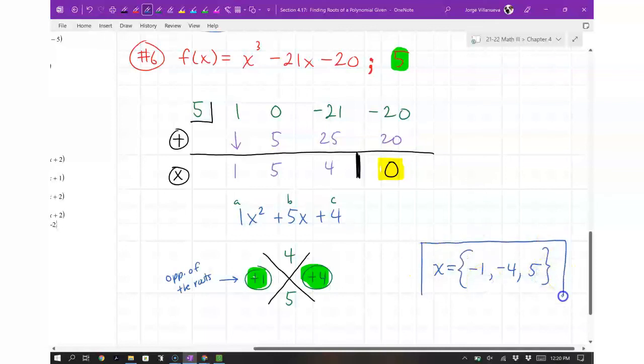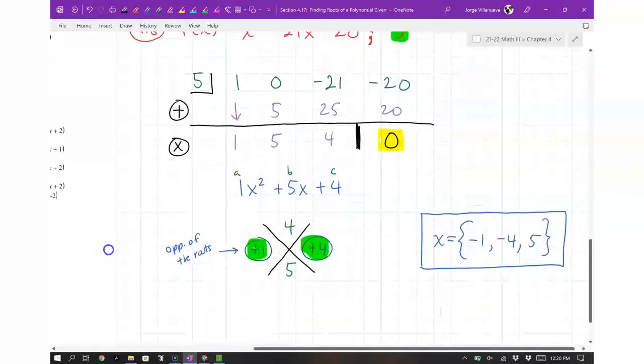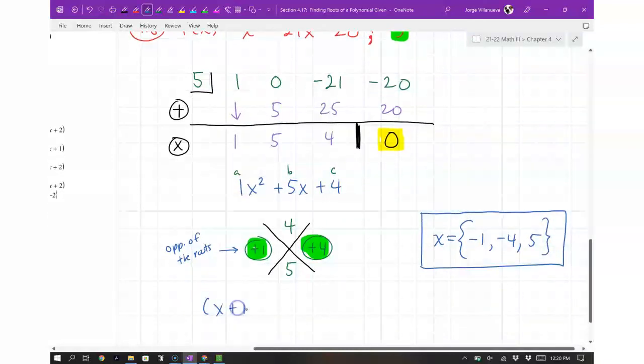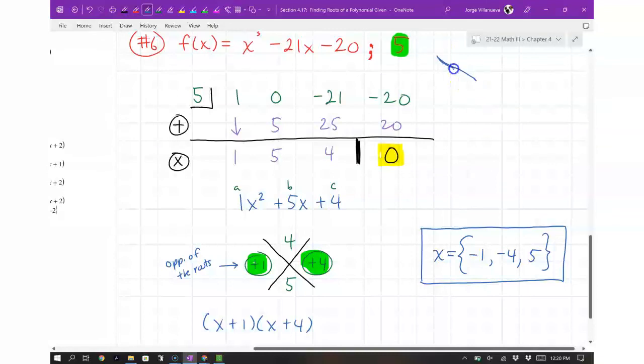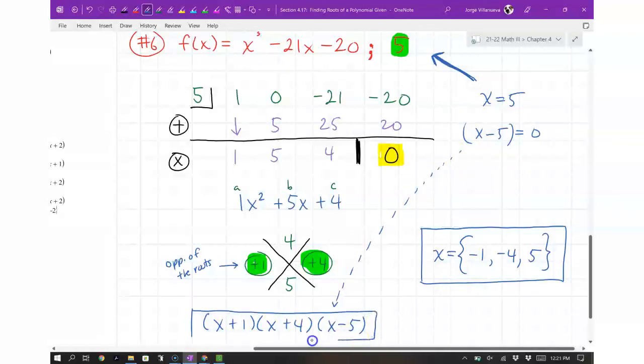So the last thing you got to do is just write it in factored form. So you'll get x plus 1, x plus 4, because those are those numbers that we have right there, right? A plus 1 and a plus 4. And to find the last one, we're going to get our original answer, the one that's up here. X equals 5. That's our original answer. So we're just going to move the 5 to the left side. That becomes x minus 5. So this is going to go right there. And that's your solution. So you have 2 more of these problems to do for homework, okay?